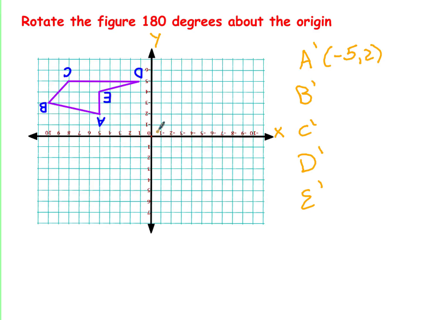So there's my A prime. B prime is at -10, +3. C prime is at -8, +5. D prime, -1, +5. And E prime is at, let's see, that's right here. So that'd be at -5, +4.